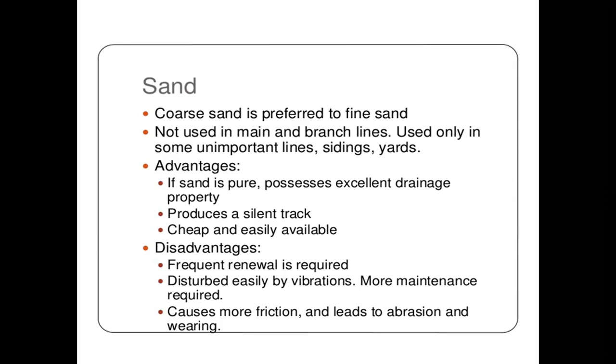So, the major disadvantages of using sand particles as a ballast are that they cause more friction and lead to abrasion, and wearing of the rail can be seen. If the sand particles are in place between the rail and wheel of the locomotive, the wear of the rail can be maximized by using sand as a ballast.